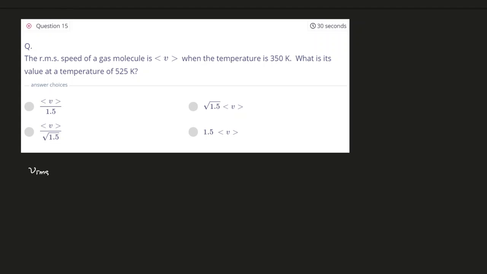VRMS at situation 1 is equal to the triangular bracket of V. And at this moment, the temperature T1 is equal to 350 K. Now what they're asking for is what is its value at the temperature of 525 K. Well, the question is not very nice in terms of wording, because its value, what do you mean by its value? Okay, so here you have to do a bit of smart guessing.